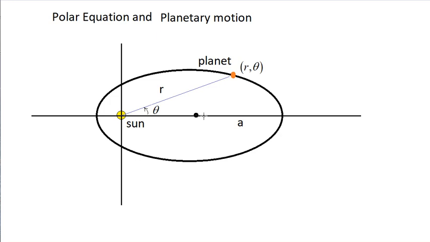In this video clip, we talked about polar equation and planetary motion. So we have a planet like the Earth moving around the Sun. So let's place the Sun at the pole. So this is the pole, or at the point 0, 0. And then we have the planet like the Earth moving around the Sun.